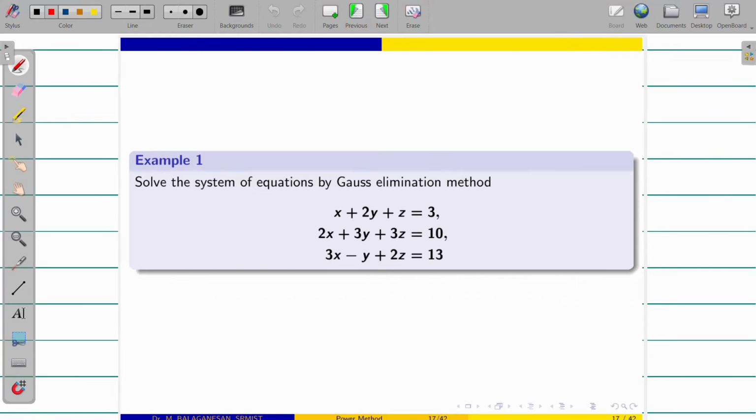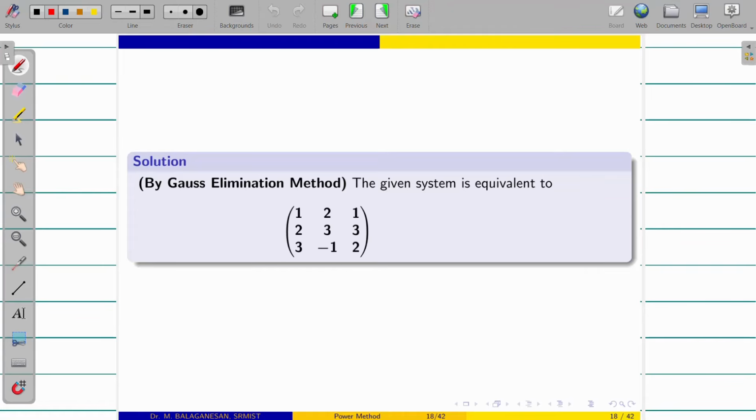I have taken one example for better understanding. Solve the system of equations by the Gauss elimination method. As I told you already, the Gauss elimination method is a direct method. Iterative methods are Gauss-Jacobi and Gauss-Seidel. This is a direct method. These are the three system of equations. Then how can I write it? Ax equal to B, I can write it like that.